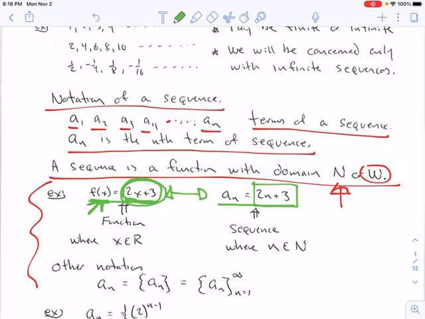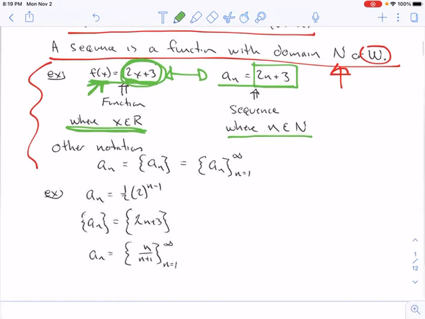Now the difference again is over here with x. Generally speaking, x can be any real number. That means it could be fractions, it could be decimals, it could be negative numbers, it could be irrational numbers or rational numbers. But with a sequence, remember, the domain n is an element of N, the set of natural numbers. So that means n can only take on the values of 1, 2, 3, 4, 5, etc. All right, a few other notations.